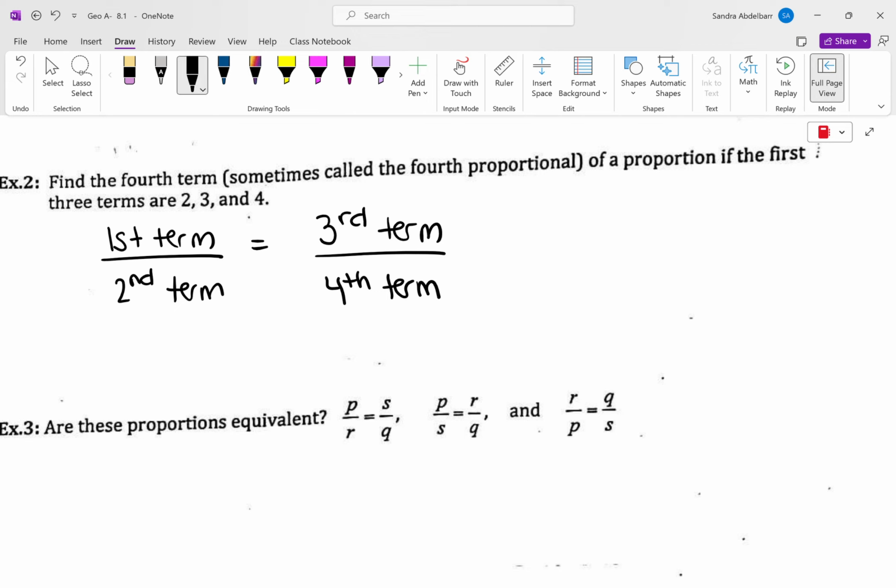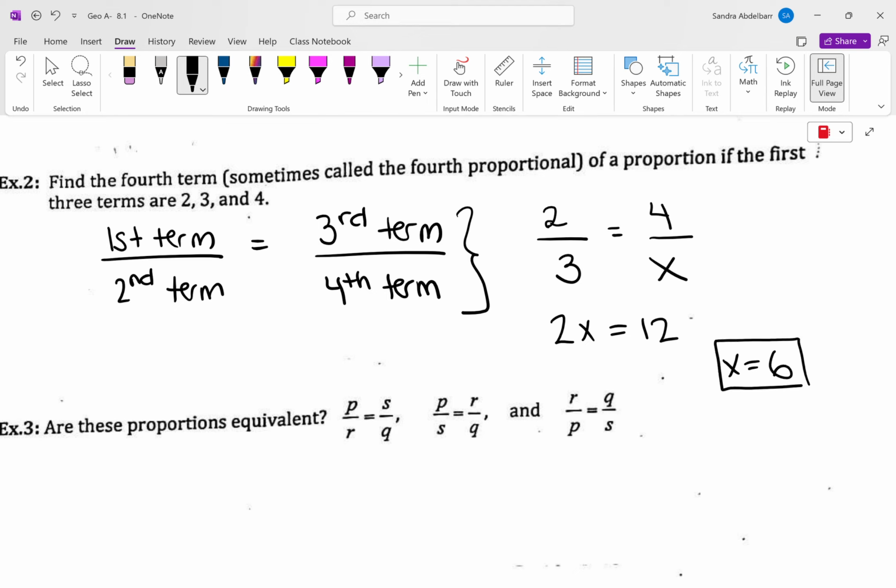And they're saying find the fourth term if the first three terms are this. So now we're going to plug this in. My first term is 2. My second term is 3. My third term is 4, and they're saying find the fourth term, so I will put an X there. We're going to go ahead and cross multiply, and we will get 2x is equal to 12, so x will equal 6.